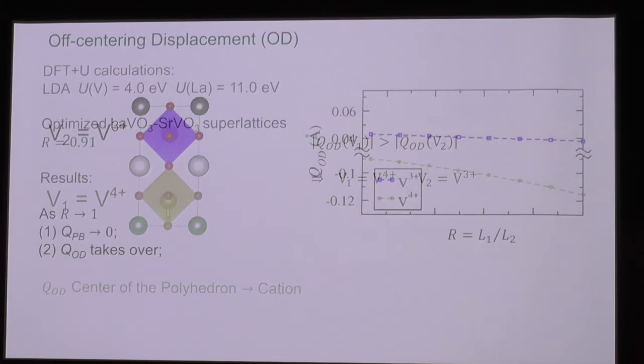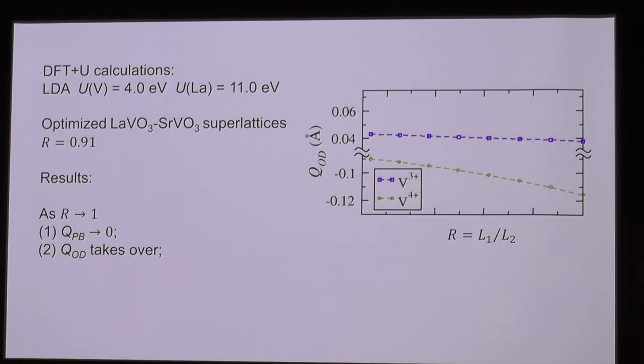Okay, in this study, we carry out density functional theory plus U calculations for the superlattice structure, and we found for the optimized structure, the value of R is 0.91. Then we artificially increase R to 1, and for each R value, we optimize the structure with only R fixed. We can see that as R goes toward 1, the off-centering displacement of vanadium 4+ keeps increasing, which means if we artificially take away the polyhedral breathing character, the other effect, the off-centering effect, will take over and become dominant.